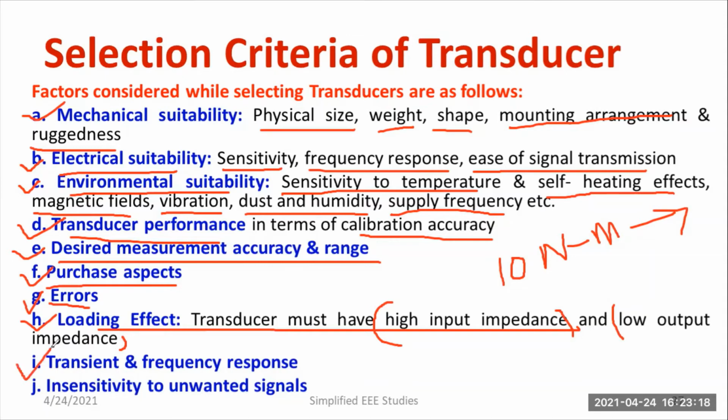And also you have to take care of the transient and frequency response. You have to calculate the frequency response, such as cutoff frequency, then bandwidth, all these things you have to calculate. Better you can plot some frequency response curve. You can calculate the frequency domain specification. And you have to determine whether the transducer is meeting the desired frequency domain specification or not.